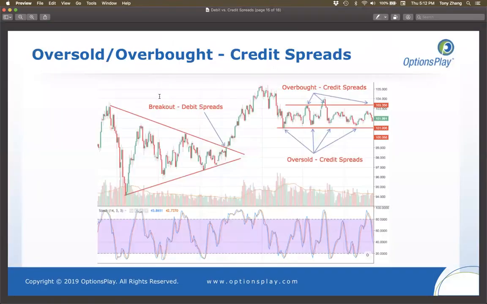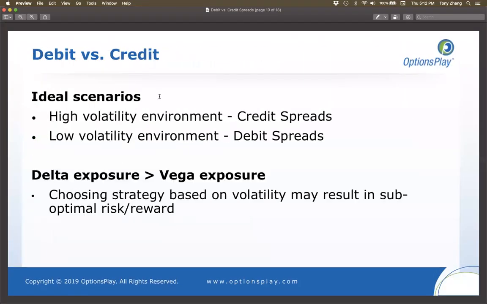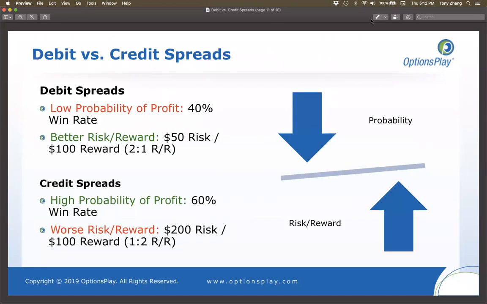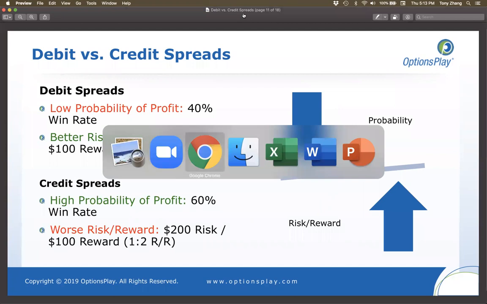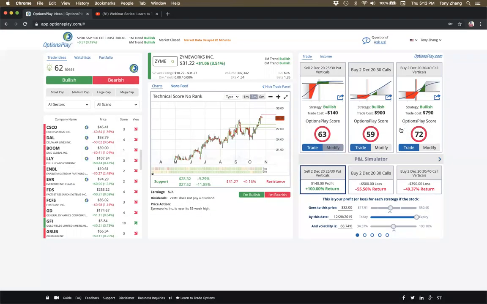Before, I talked about the relationship between probability and risk to reward. What this is really trying to tell you is how well balanced these two actually are, because you can have trades that are very heavily skewed to probability that look good on paper, but actually have really poor risk to reward. So the options play score is looking at how well balanced these two metrics are. The better skewed they are in your favor, the higher the options play score. The worse they are skewed in your favor, the lower it is.